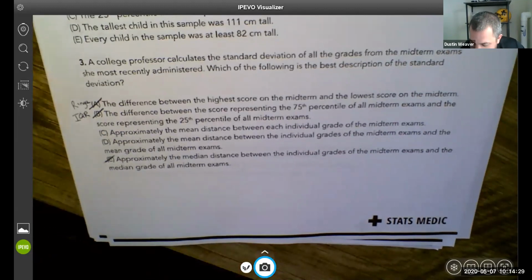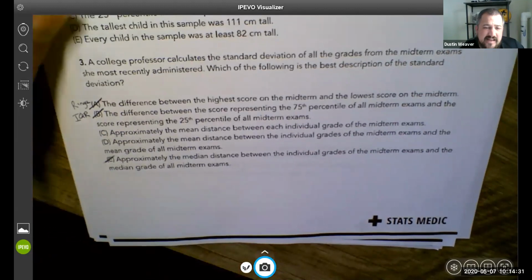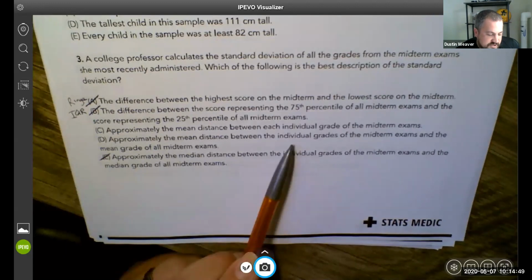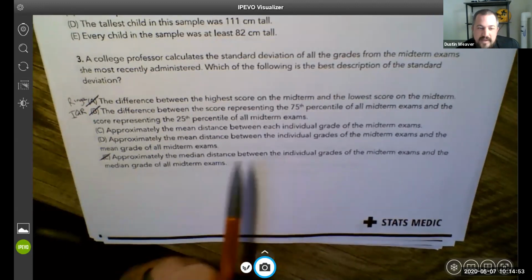So we get down to C and D. C says the mean distance between each individual grade of the midterm exams. D says the mean distance between the individual grade of the midterm exams and the mean grade of all midterm exams. So the standard deviation is on average how far an individual score is from the mean.